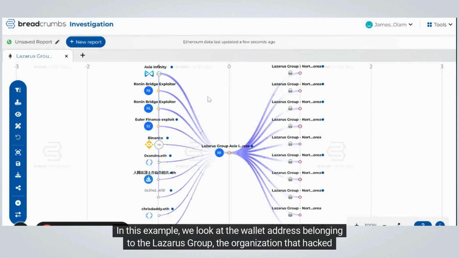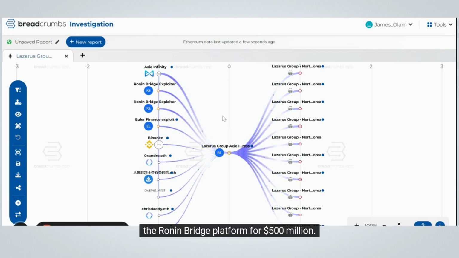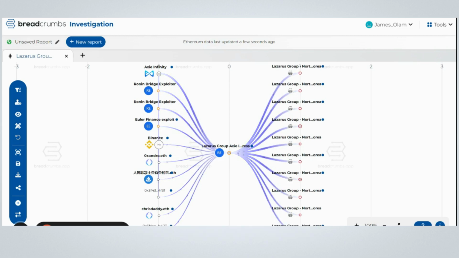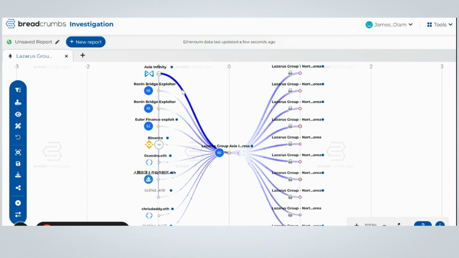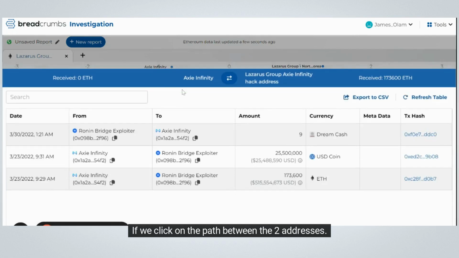In this example, we look at the wallet address belonging to the Lazarus Group, the organization that hacked the Ronin Bridge platform for $500 million. Most of the funds in the Lazarus Group's wallet address came from this top address on the left, Axie Infinity. If we click on the path between the two addresses, this is the blue line connecting them, we can see the transaction history between the two addresses.